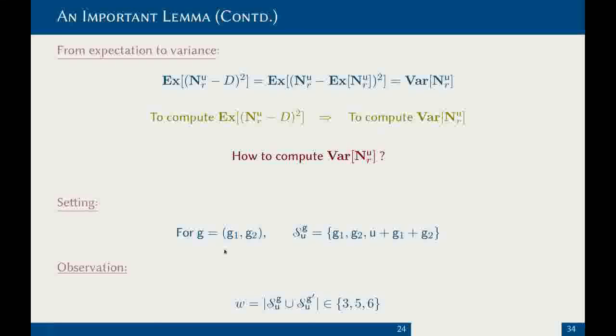To do that, for each tuple (g1, g2), we define the set G_u(g), where this triple consists of the elements g1, g2 and u plus g1 plus g2. Then we observe that the cardinality of the union of two such sets corresponding to two tuples g and g', which may not be distinct, can take three distinct values, 3, 5 and 6, which we denote by w.